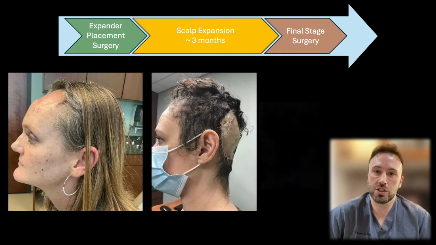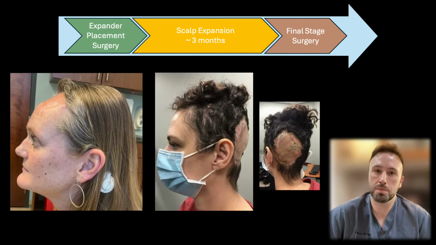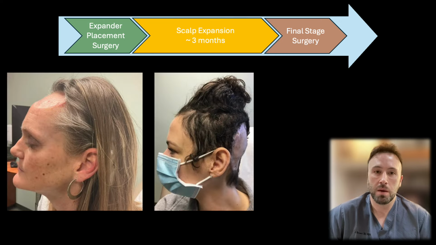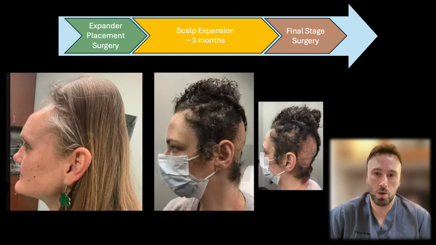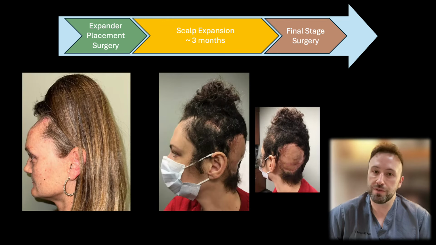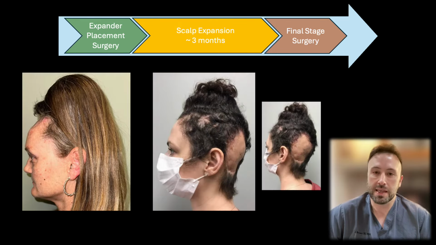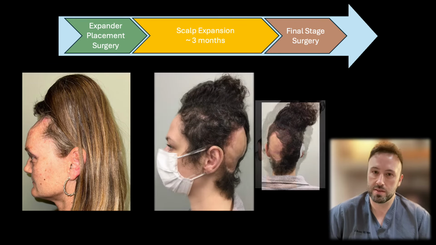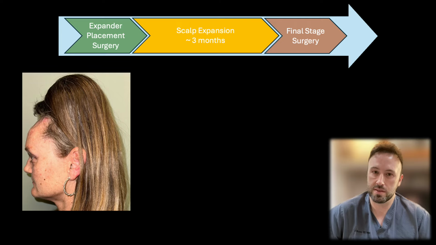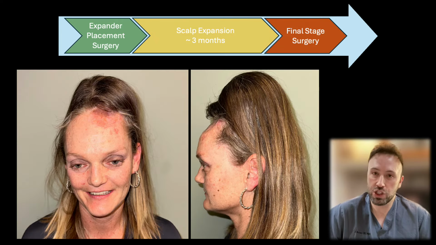Initially, expansions are performed once or twice per week in my office, but you may be able to progress to doing tissue expansions at home with the help of a friend or family member. The expansion process typically takes about 3 months. After the goal expansion is achieved, the scalp is allowed to relax at its expanded size for about a month before the final stage surgery.